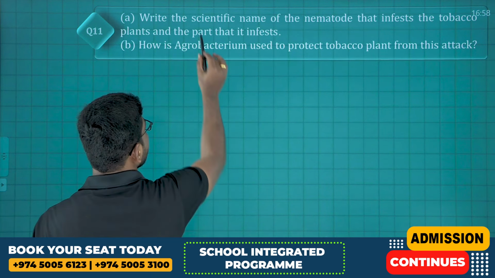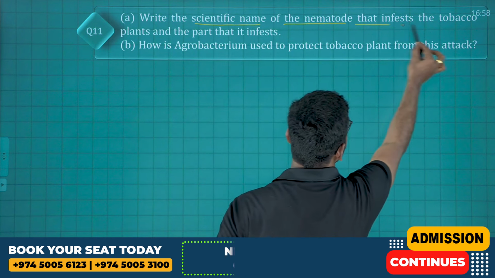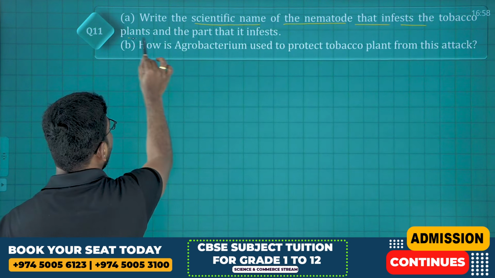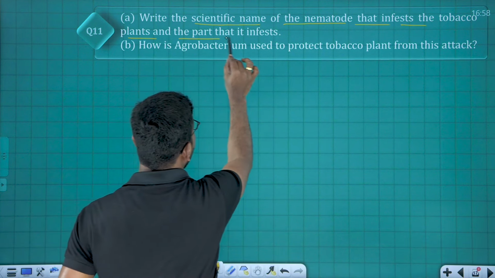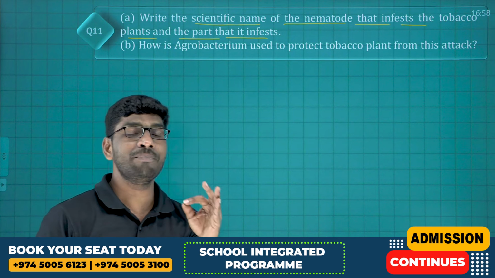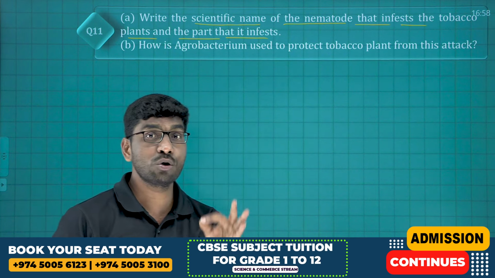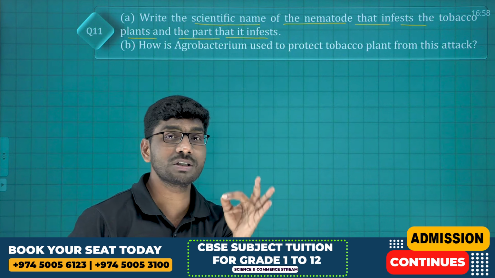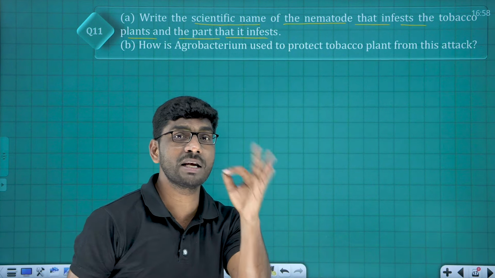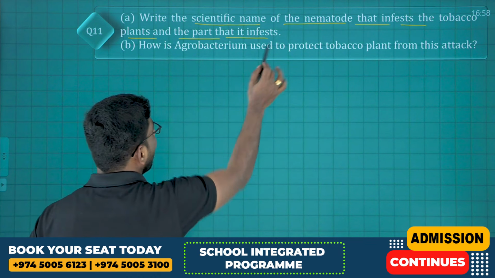Write the scientific name of the nematode that infests the tobacco plant and the part that infests. We discussed this one in the biotechnology applications in agriculture chapter. Tobacco roots are infected by one nematode. The nematode name is called what? Meloidogyne incognita.